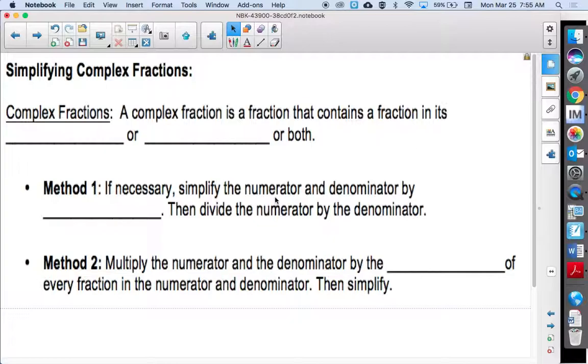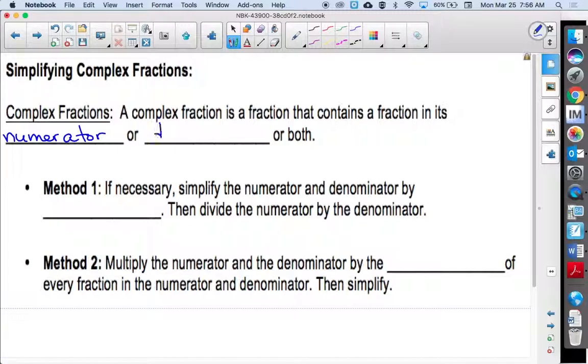So a complex fraction is a fraction that contains a fraction in its numerator or denominator, or both. So not only are we talking about having a fraction, but we're talking about having a fraction within a fraction. So numerically, if I have 1/2 divided by, we'll say 5/6. That's what a complex fraction is. So you're taking a fraction divided by another fraction. That's pretty much what you're doing.